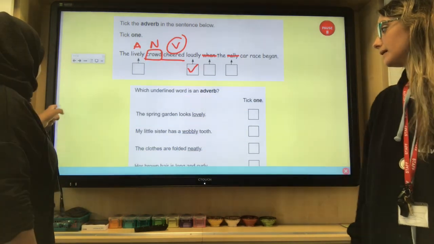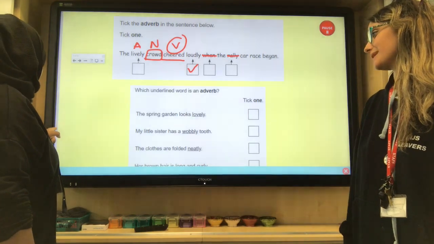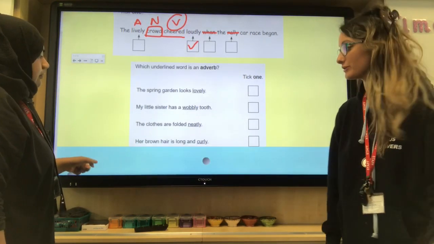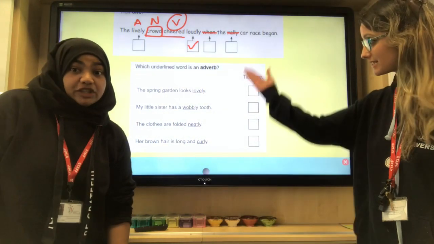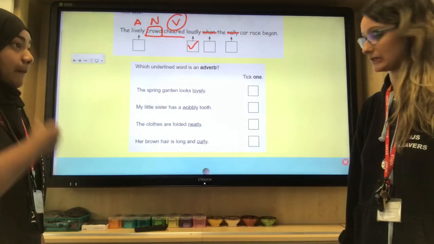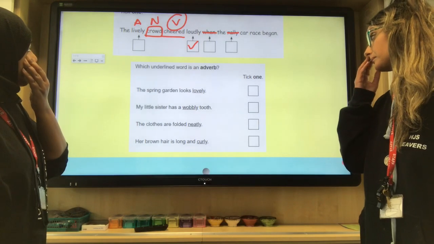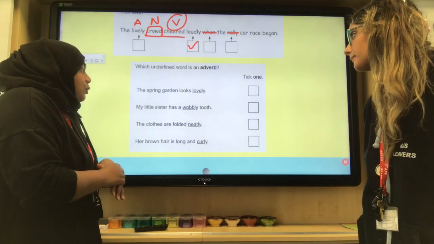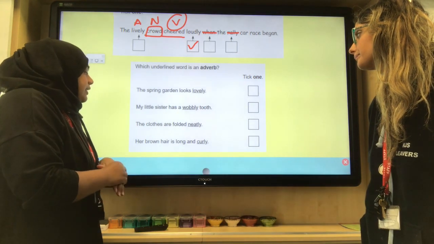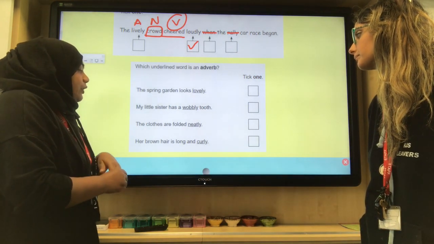And it says the following. Well, they're doing the same thing here, Miss Mia. They're trying to catch you out with that ly. So you can't have that understanding that all adverbs end in ly, because really this is a perfect example of why they don't. Okay, so it says, which underlined word is an adverb? So we've got, the spring garden looks lovely, my little sister has a wobbly tooth, the clothes are folded neatly, and her brown hair is long and curly.